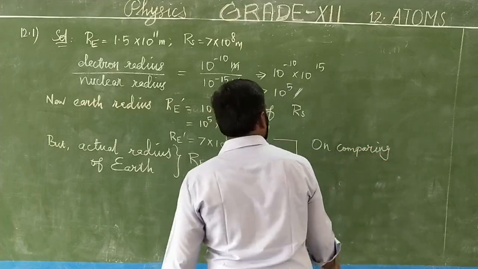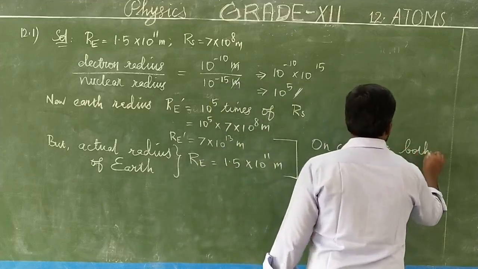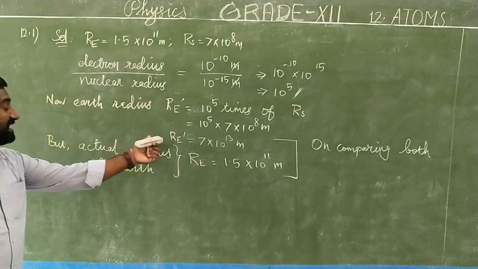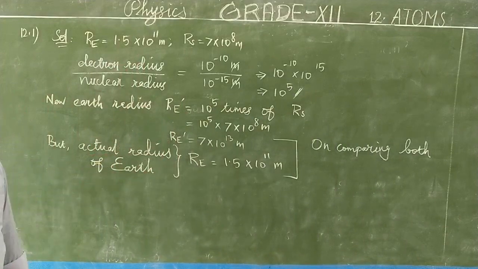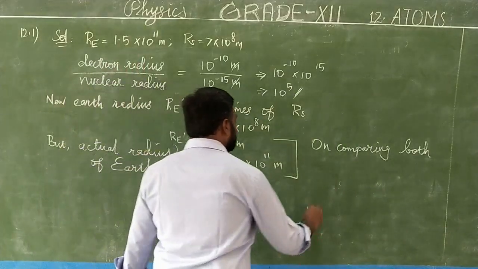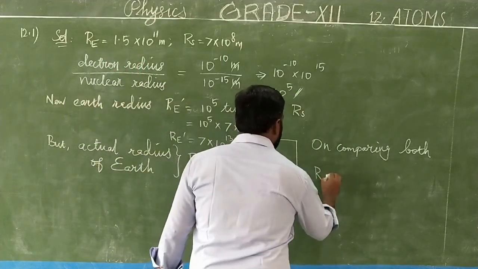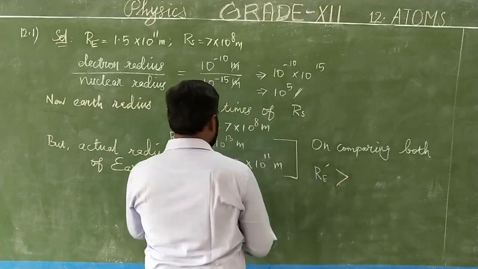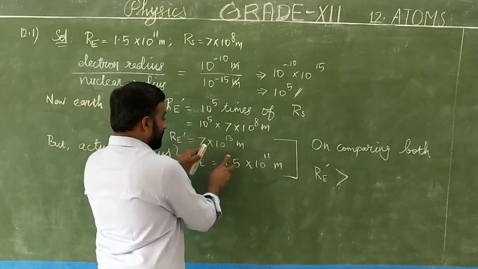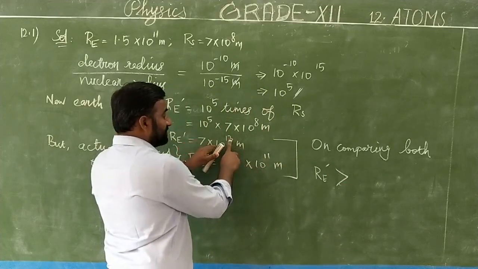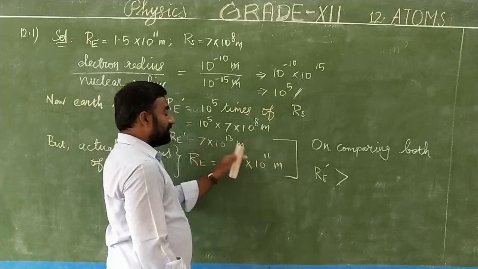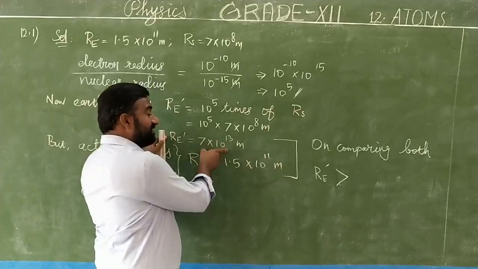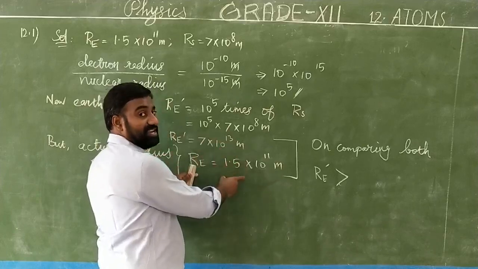On comparing both, how many times does the estimated value differ from the actual value? We have measured the new radius of Earth, which is greater by how many times? Compare the power values. We don't want to consider this. This is 10 raised to 13, this is 10 raised to 11. So what remains is 10 square, that means 100. So the estimated value is 100 times greater than the actual radius of Earth.